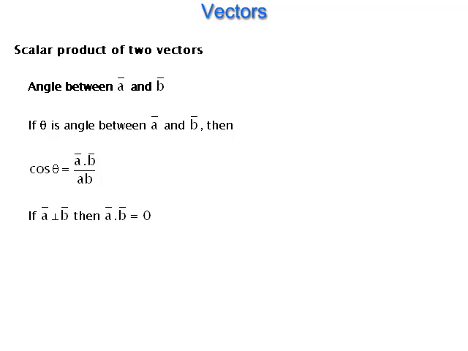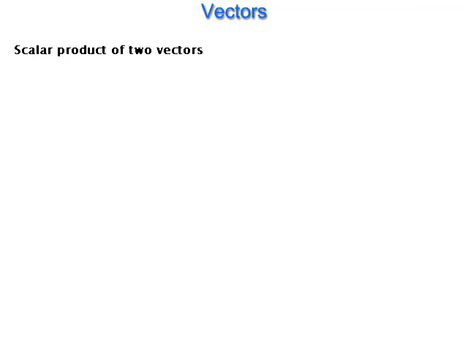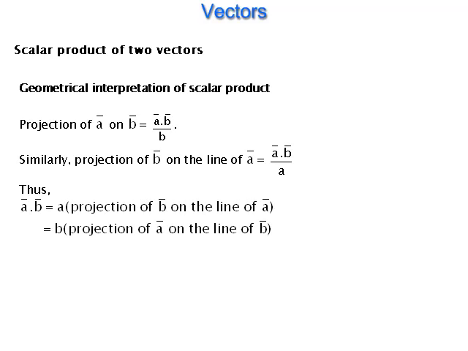If A bar is perpendicular to B bar, then A bar dot B bar equal to 0. This is the test for perpendicularity of two vectors. Projection of A bar on B bar equal to A bar dot B bar upon B. Similarly, projection of B bar on the line of A bar equal to A bar dot B bar upon A.